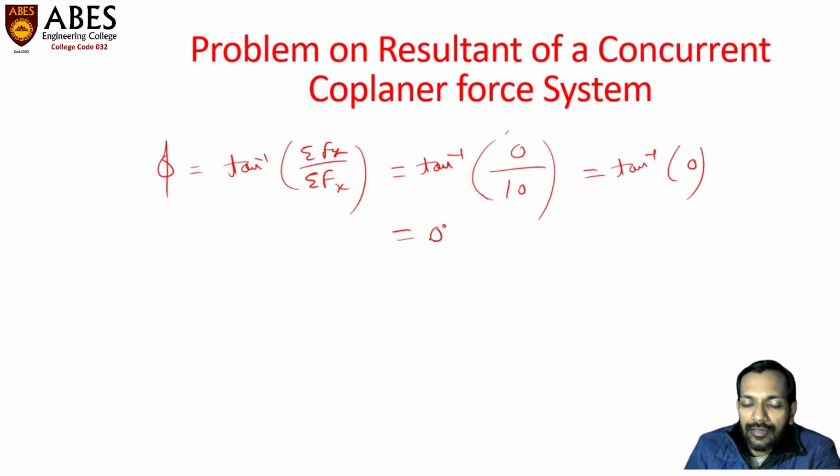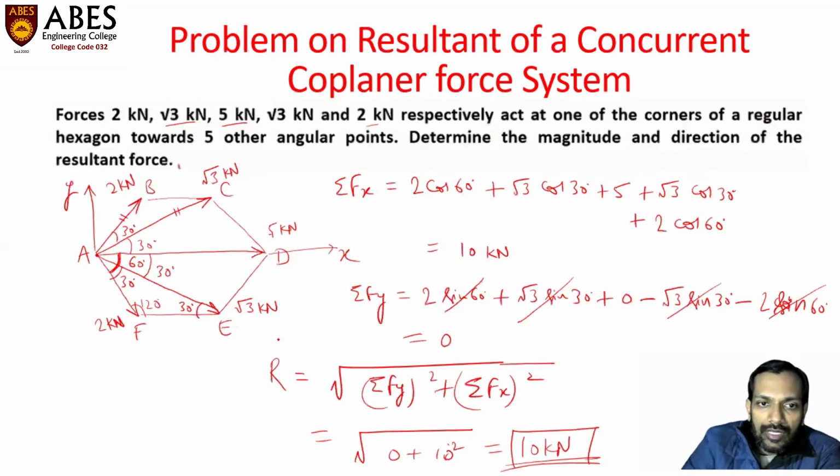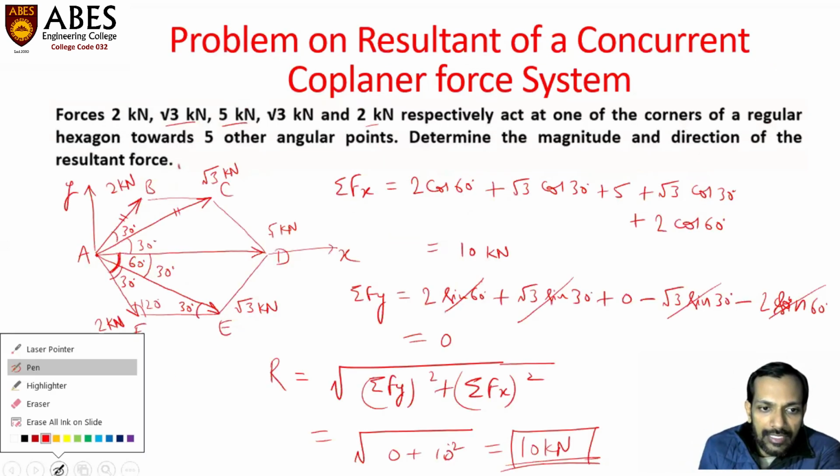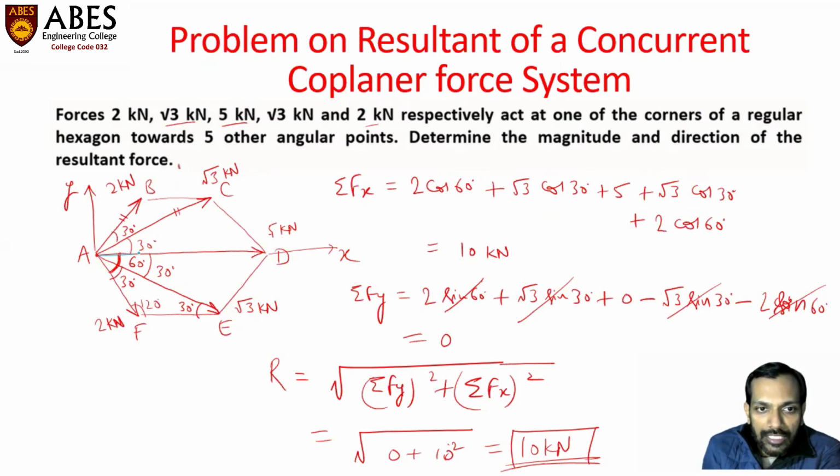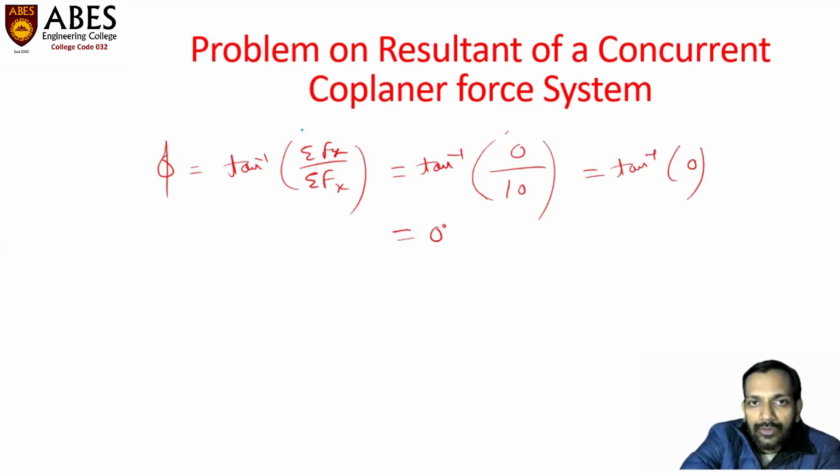So the resultant will go in this direction. That is, the resultant will go in this horizontal direction like this. This is the direction of the resultant. Magnitude is 10 kilonewton and the angle is 0 degrees. So in this way, the problem has been solved.